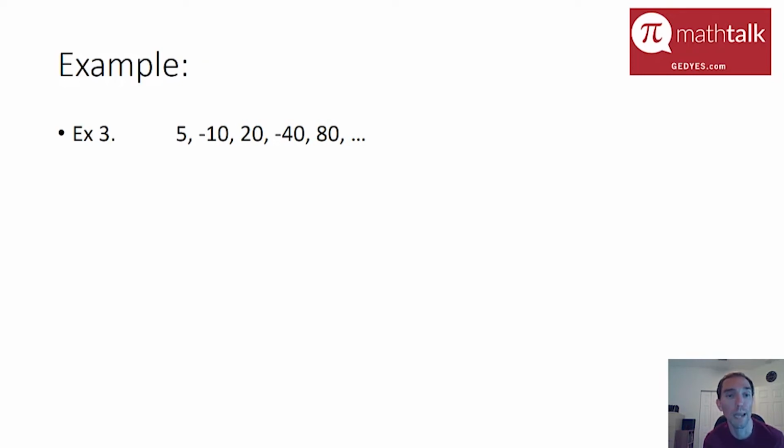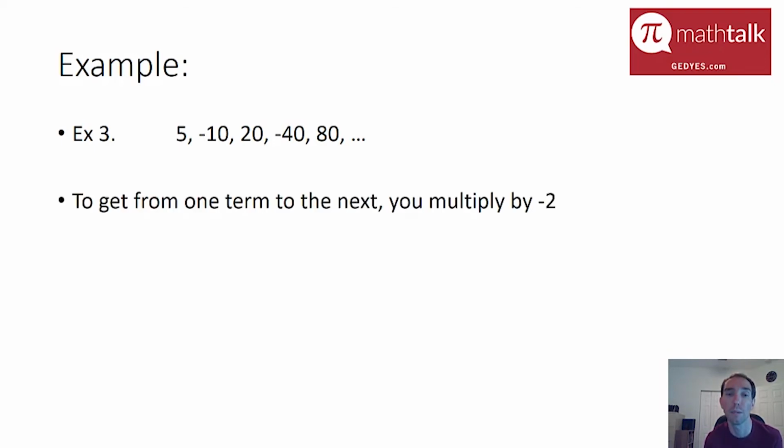In this example, we have a pattern that starts out at positive 5 and goes to negative 10, then to positive 20, to negative 40, and to positive 80. So it's alternating between positive and negative values, but if you look at just the values of the numbers themselves, the 5, 10, 20, 40, 80, that is increasing, which means we're going to be multiplying by a number. But because we're alternating between positive and negative values, our ratio is actually going to be a negative number.